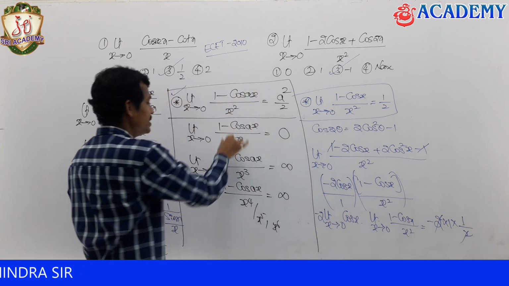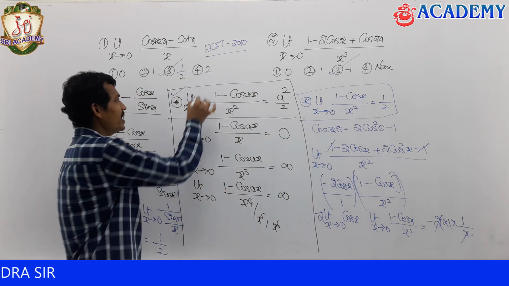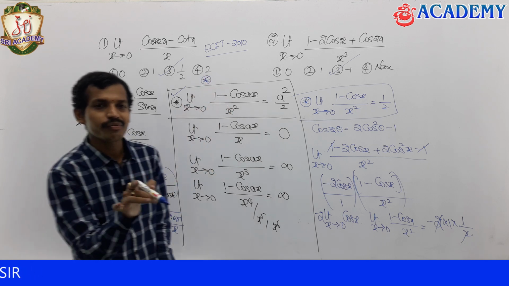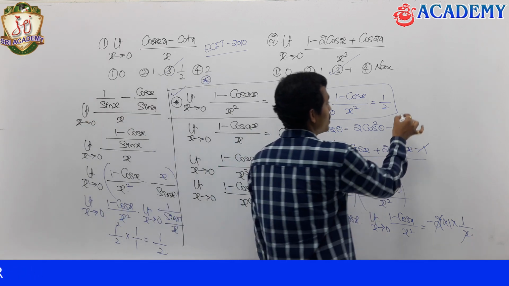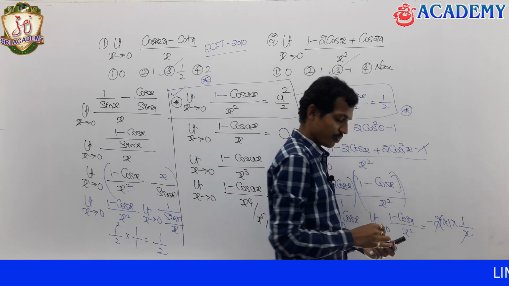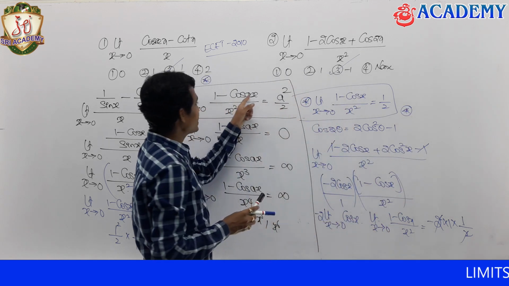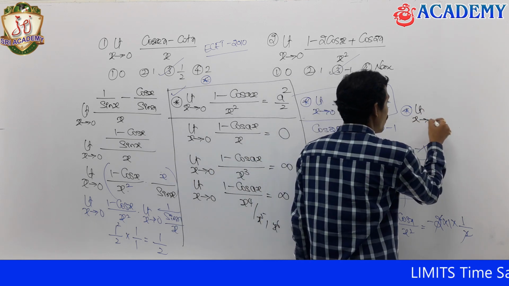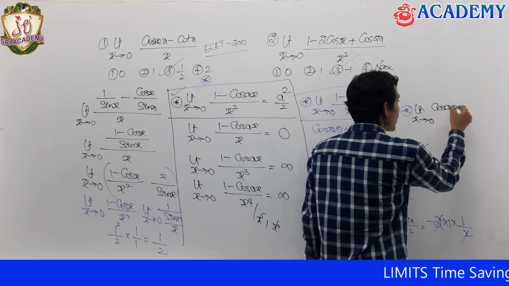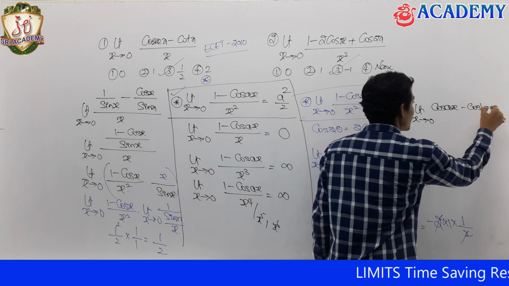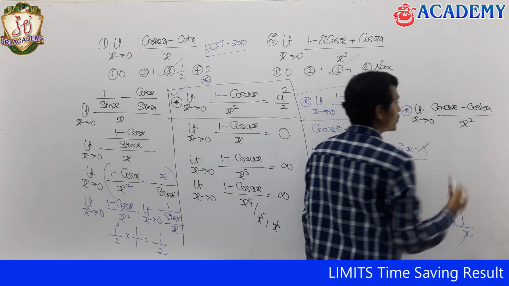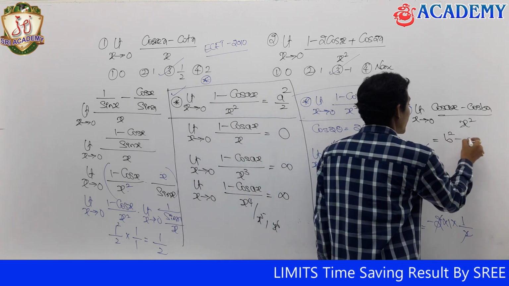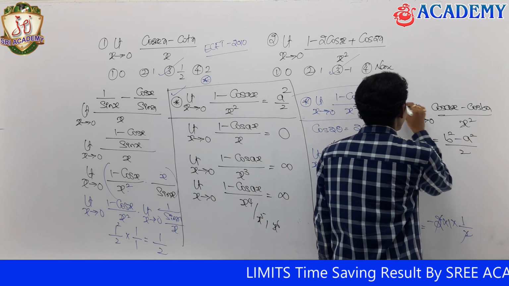If you remember this result, it is a very good result. Many times it is asked directly. I am framing one formula here. See, 1 minus cos x, I am writing as limit x tends to 0 of (cos ax minus cos bx) divided by x square. The answer is going to be simply (b square minus a square) by 2.